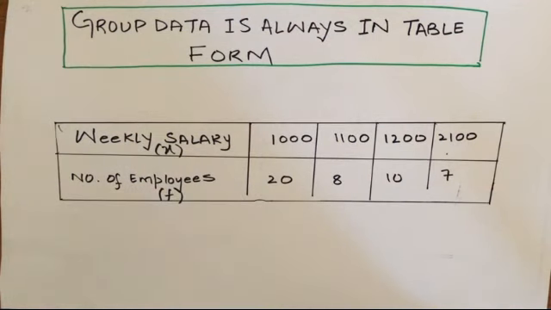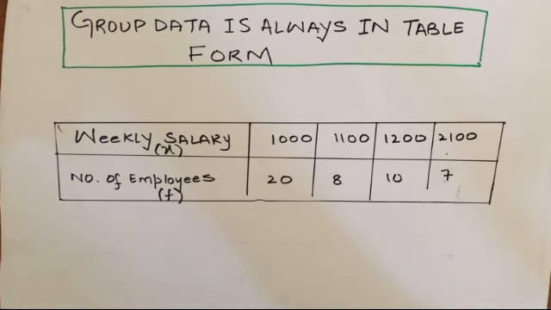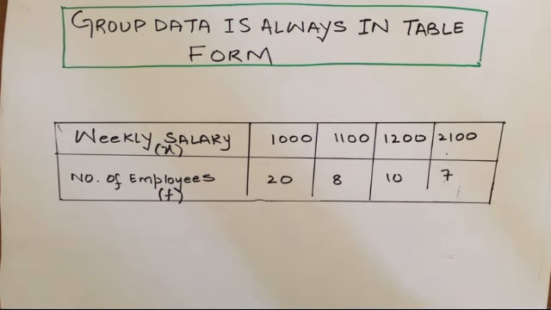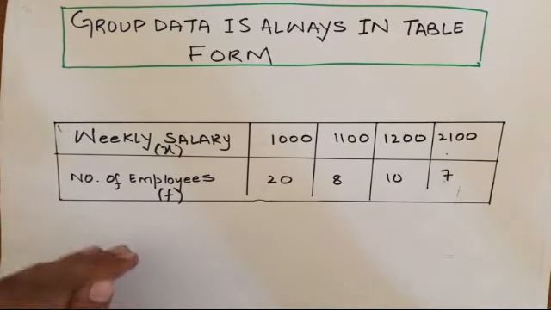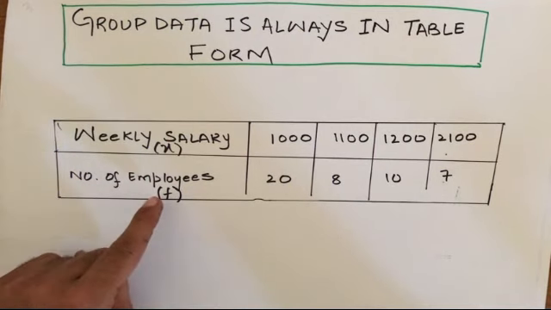So this is what grouped data looks like. I'll tell you what this chart says. First of all, grouped data is always in table form. Here you have a weekly salary of 1000, that is paid to how many employees? That is paid to 20 employees. Whereas there are 8 employees who get a weekly salary of 1100, 1200 weekly salary for 10 guys, 2100 for 7 employees. So the row which involves the number is always the frequency.